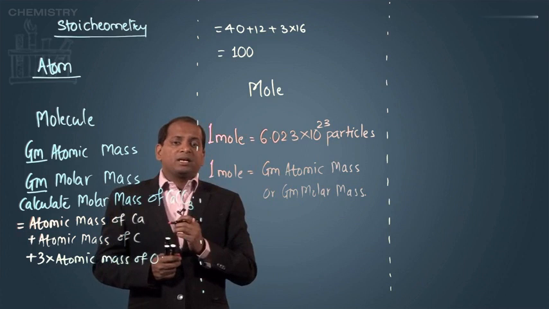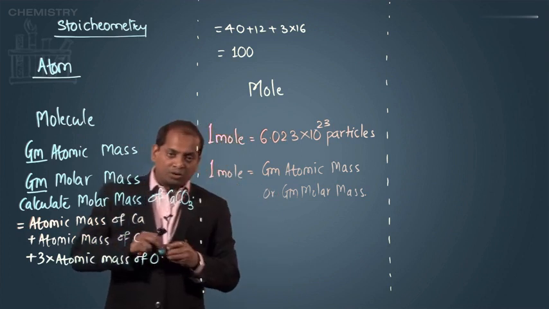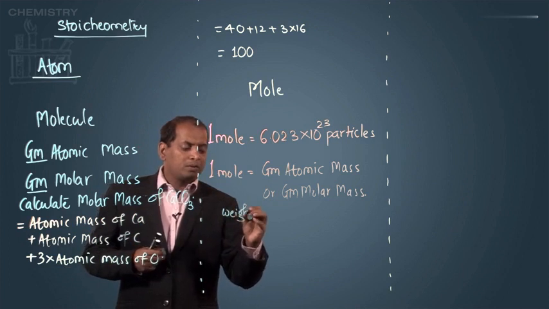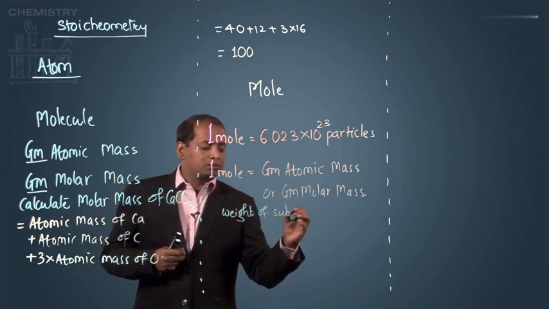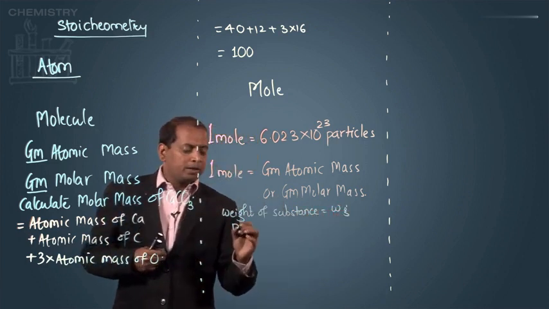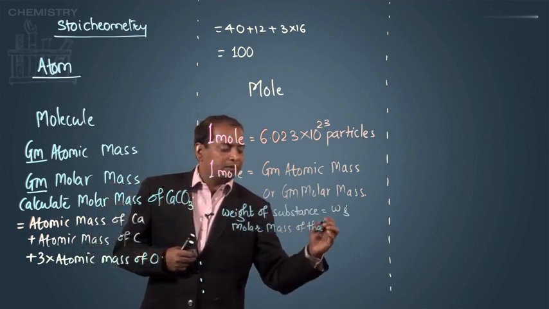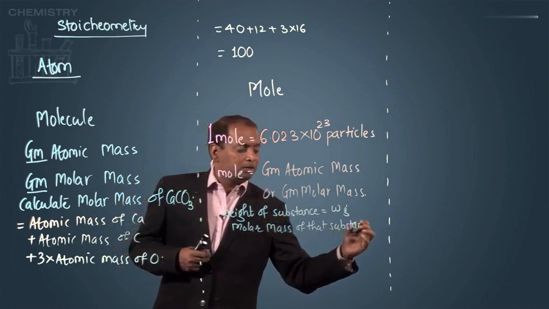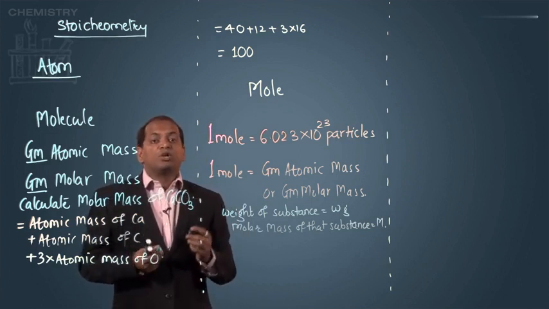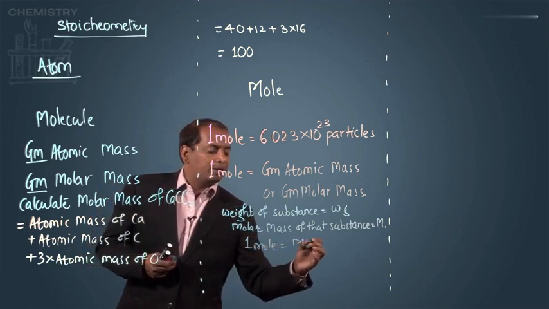How? Let us consider we are taking W grams of a compound, the weight of the substance. Let us consider W grams. Then the molar mass of that substance is equal to M. So by definition, what do you mean by 1 mole? 1 mole is equal to M grams.